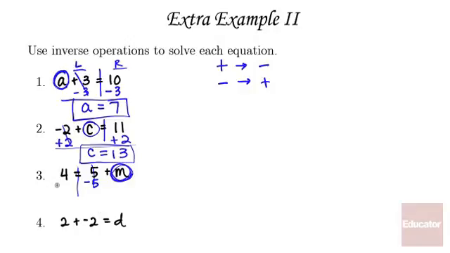Whatever I do to one side, I have to do to the other side. Okay? This is a positive, again. If there's no sign in front of it, it's a positive. Positive 4 minus 5. Now, with these integers, it still might be a little bit difficult to do 4 minus 5.